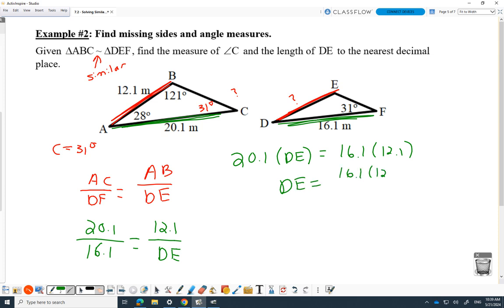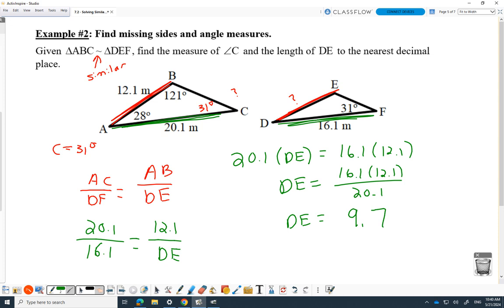I don't know that this is a big time saver or anything else, but I guess it means I only have to go to my calculator once. I don't have to type something in, get a wrong decimal answer, and then put that in. I just get to here, and then I type it all in. You type it in as well and make sure you get the same thing as me, because we don't want any mistakes in the videos, do we? 16.1 times 12.1 divided by 20.1 equals, I get 9.69.